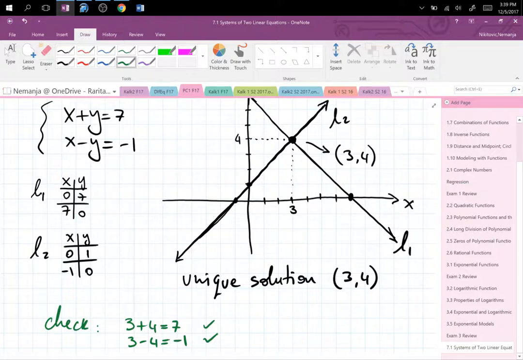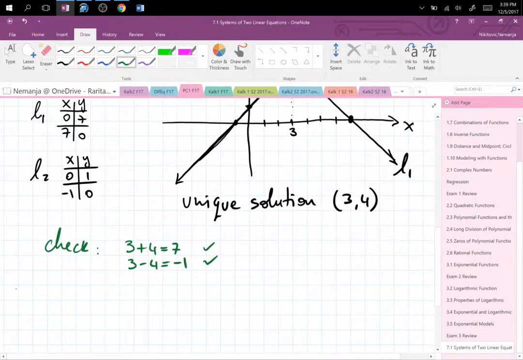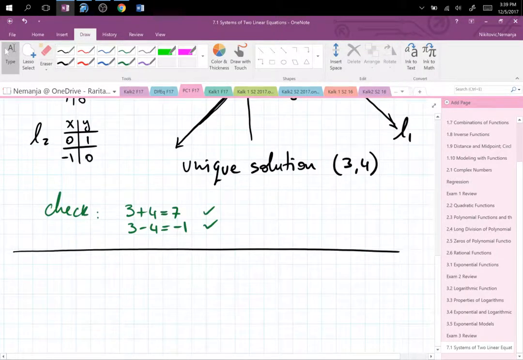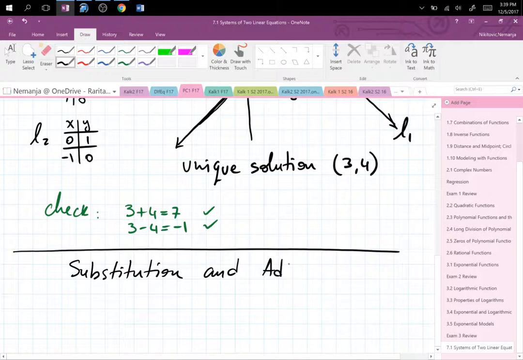We don't use graphing method to figure out these precise values and so on, because most of the time it's going to be decimals or difficult to read. So we have algebraic ways to deal with this, right? Calculations, and those are, anyone remembers? Very good. Substitution and addition method.